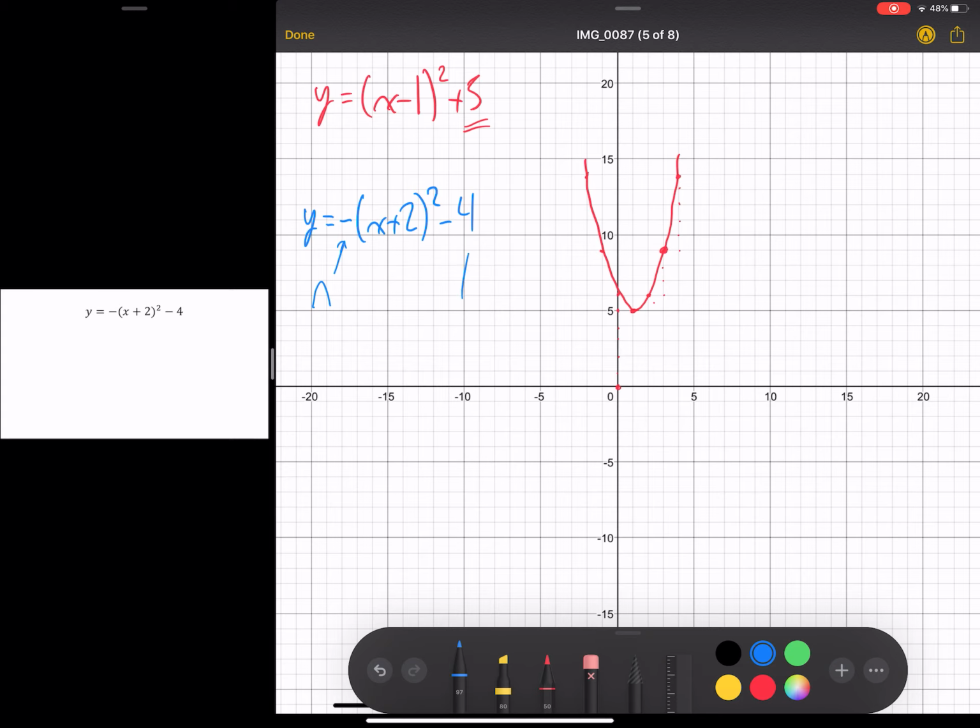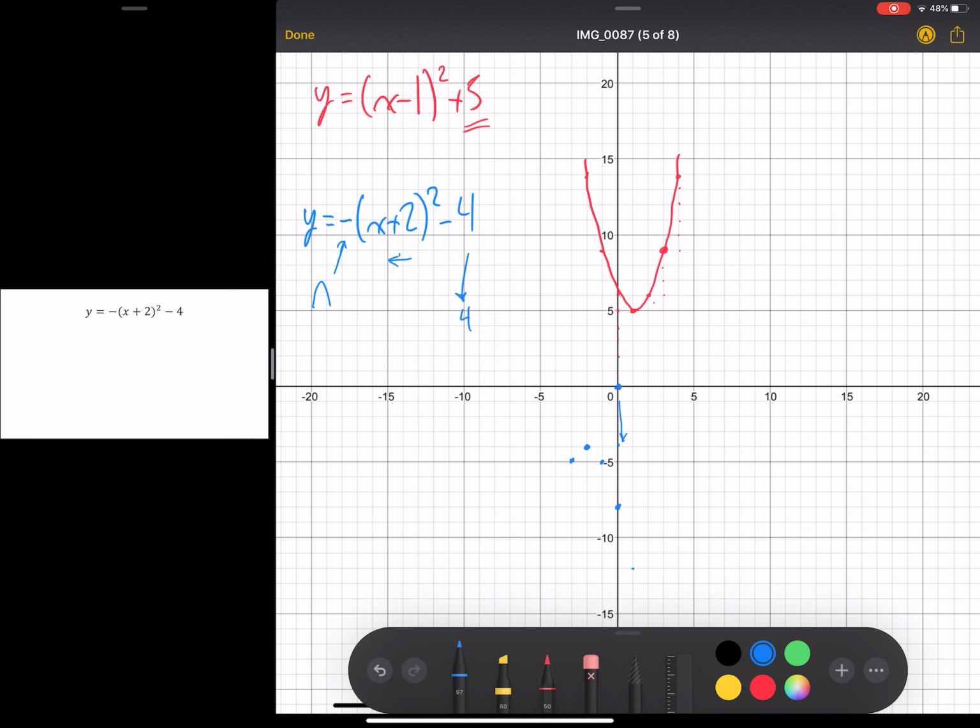This minus 4 means it shifts down vertically by 4. So our original spot is there. It shifts down 4, and in the negative direction by 2, because it's positive, in the negative direction. And it's going to open downwards. There is no amplification, so there is no stretch or compression. So our step pattern is going to be 1, 3, 5. Go ahead and draw it.